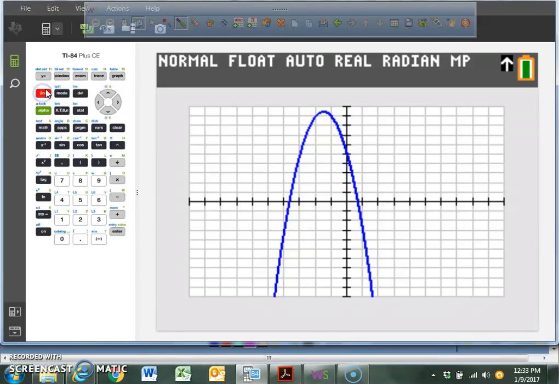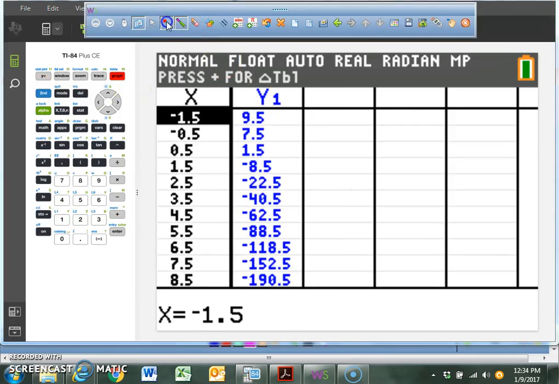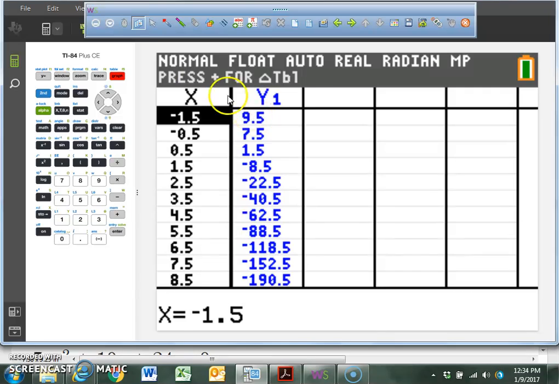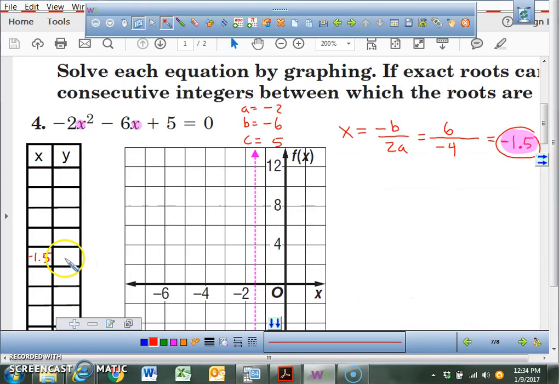So hit second window. If you hit second window, what does that allow you to do? It allows you to start your table wherever you want to start it at. I want to start it at a negative 1.5. Now check your table. And where are we at? We're at a 9.5. So what I'd like you guys to do in your table right here is put 9.5 right there in the middle.